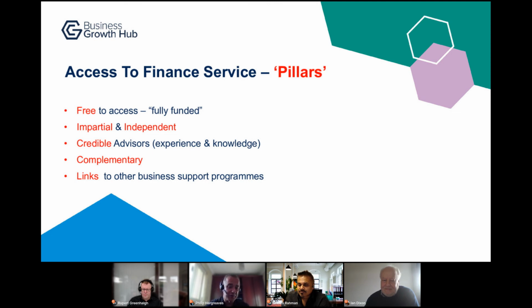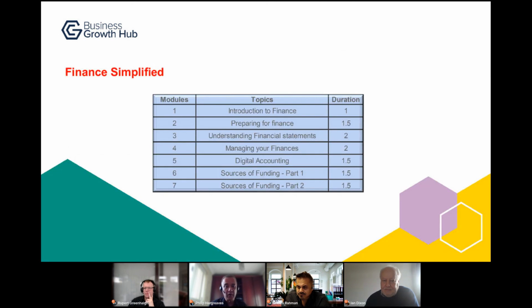And we are complementary. We don't try to get in the way of existing funders. We work with a lot of high street banks and help businesses to understand how they can access additional funding through that bank, or maybe complementary funding through other forms of funding. And we do have links to other business support programs. We're not just an island in the sea. We support businesses across a broad range of areas across the Growth Hub.